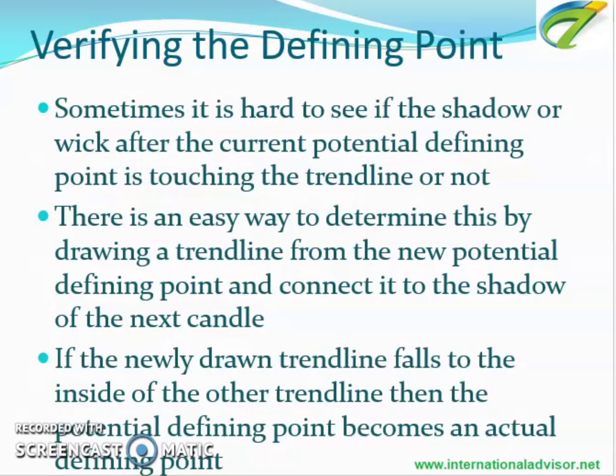Verify the defining point. Sometimes it's hard to see if the shadow or wick after the current potential defining point is touching the trend line or not. There is an easy way to determine this by drawing a trend line from the new potential defining point and connecting it to the shadow of the next candle. If the newly drawn trend line falls to the inside of the other trend line, then obviously the potential defining point becomes an actual defining point.